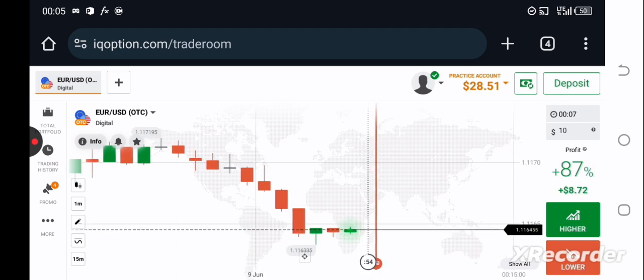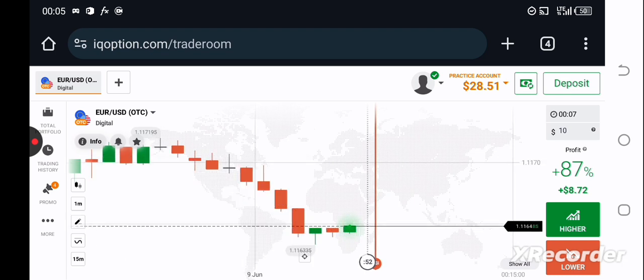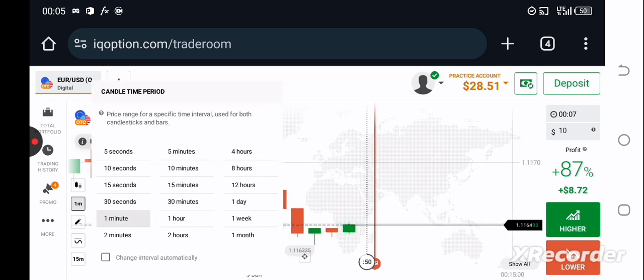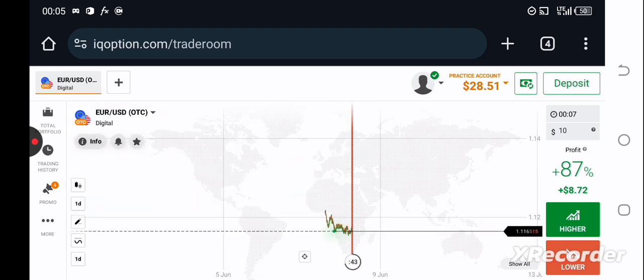What am I trying to say here? All this, don't get confused. I'm just telling you how you can understand how these candles are being formed. Okay, like a 1 day candle.